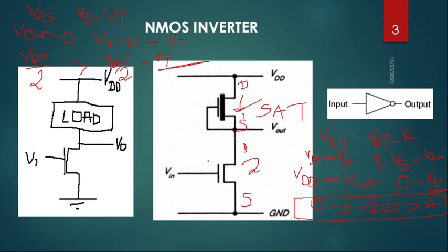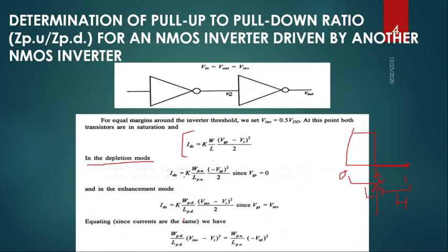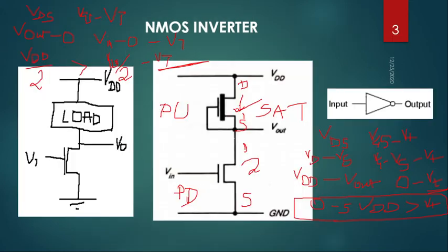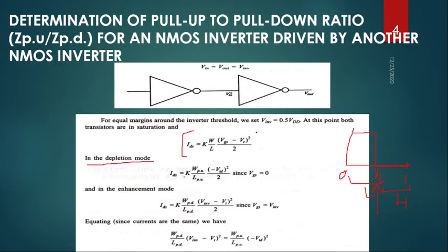Because the depletion load transistor is working as a pull up transistor, and the enhancement load is working as a pull down transistor. So here you can write K WPU upon LPU, and VGS is 0 for depletion mode, since both gate and source are shorted, so there will be no VGS. VGS value will be 0 minus VTD. VTD here represents the threshold voltage of the depletion transistor. So minus VTD whole square upon 2.